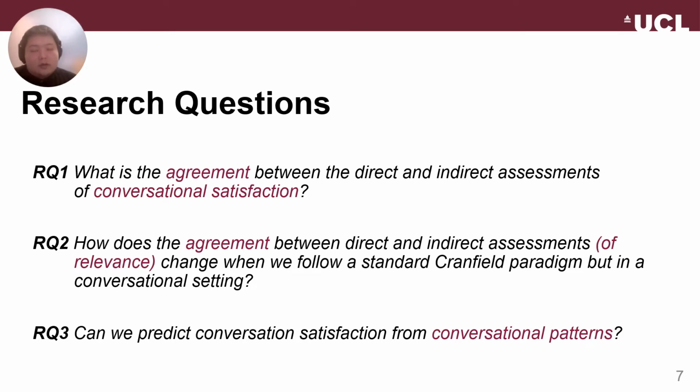These are the research questions of this study. The first research question is what is the agreement between the direct and the indirect assessment of conversational satisfaction? To answer this question, we need to quantify the agreement in terms of user satisfaction between a user performing the search task, which we call direct assessment, and a user observing the search task, which we call the indirect assessment.